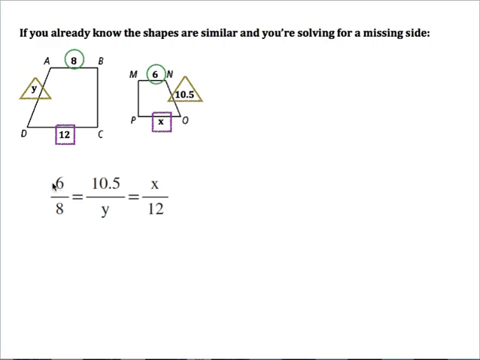Now that I have my list of corresponding sides put into fractions, I can really just use that to create a proportion that I could solve by cross multiplying. So for example, I can just take the first two fractions here, and I could say, well, that's telling me that 10.5 over y equals 6 over 8, and I can cross multiply to solve for y.